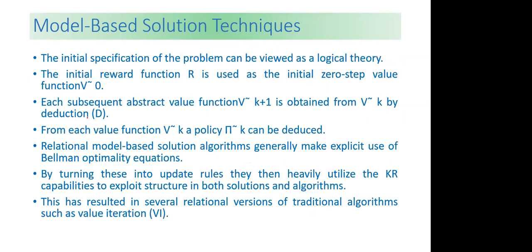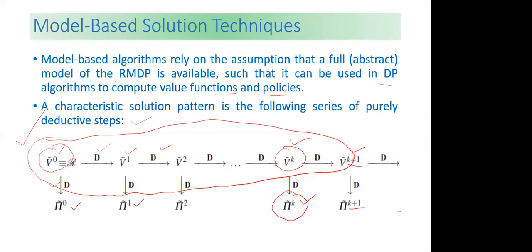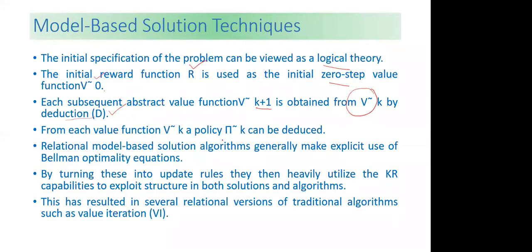And what comes next? Each subsequent abstract function goes to the next step, that is k plus 1, and is obtained from V tilde by the deductions that we represent by D. The same thing we have discussed, and all this working is explained in that particular slide.